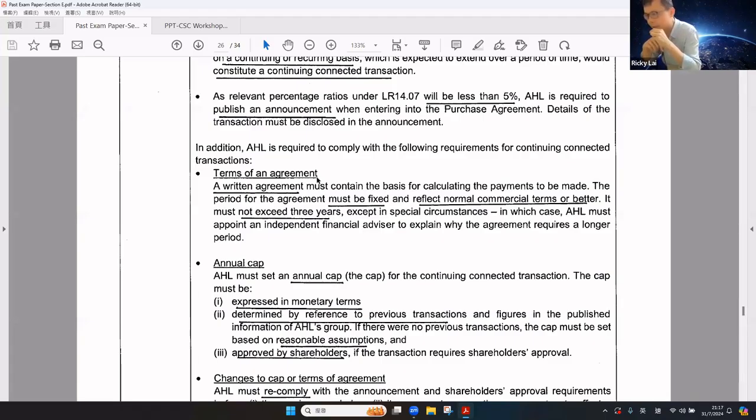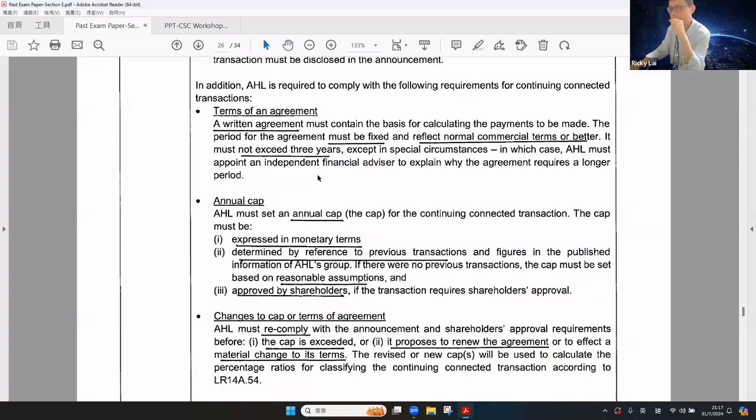This should not exceed 3 years, except in special circumstances. The listed company must also appoint an IFA to explain why the agreement requires a longer period. The second requirement is the annual cap for the CCT. The listed company must set an annual cap for the CCT.